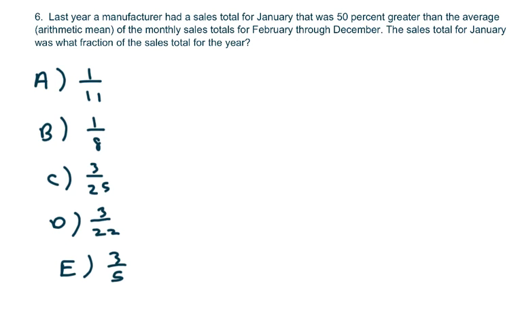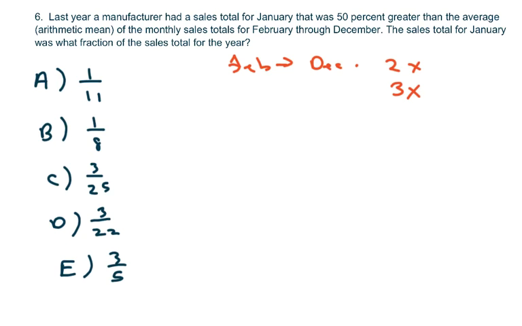So read this and try to answer it, and then we'll talk about it. Okay? We're going to call the average monthly sales from February through December 2x. Then the monthly sales for January is 3x. The total amount of sales equals the sum of monthly sales for January and each of the 11 months from February through December, inclusive.